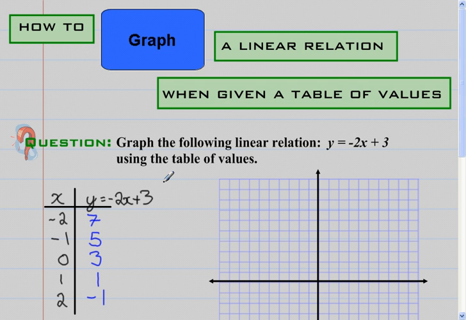Now, in a table of values, we can identify each of these values as a coordinate. For example, when x is negative 2, y is 7, we can rewrite it as the coordinate negative 2, 7. Similarly, when x is negative 1, y is 5. Now there's no need to write out all these values in the table of values as coordinates because we know that on the table of values these represent coordinates.